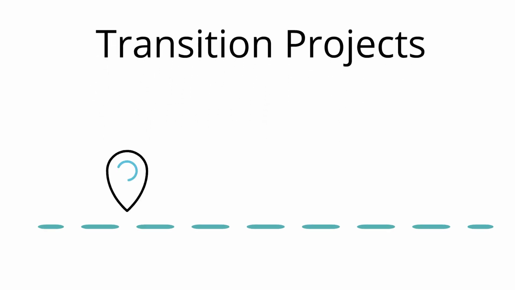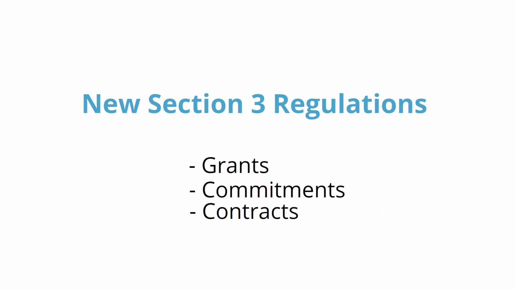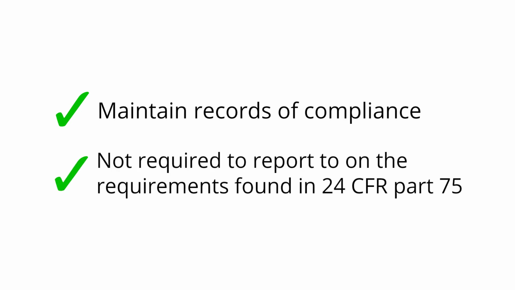Transition projects are projects where assistance or funds were committed between November 30, 2020 and July 1, 2021. These projects are subject to the new Section 3 regulations, and recipients will need to follow the final rule for new grants, commitments, and contracts that are executed during the transition period. For transition projects, recipients will be expected to maintain records of compliance with Section 3, but will not be required to report to HUD on the requirements found in 24 CFR Part 75 during the transition.